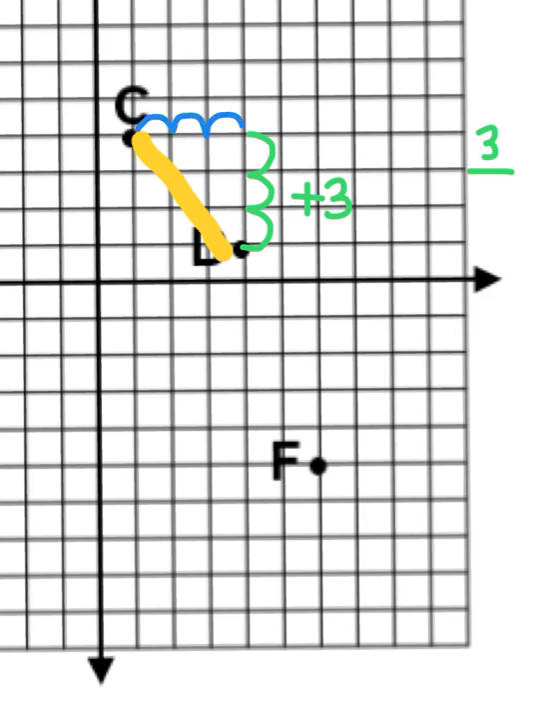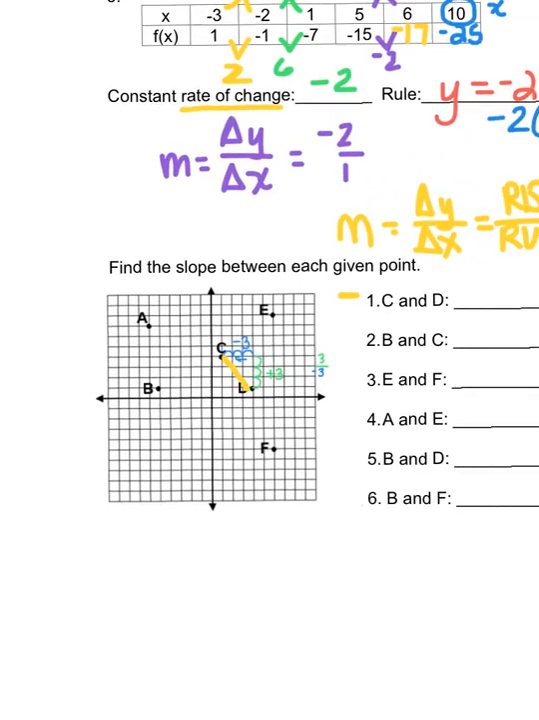So do you see how it goes to the left? When we go to the left, that would be a negative. So this is 3 over negative 3, which would simplify to negative 1. Let's note that on the answer.